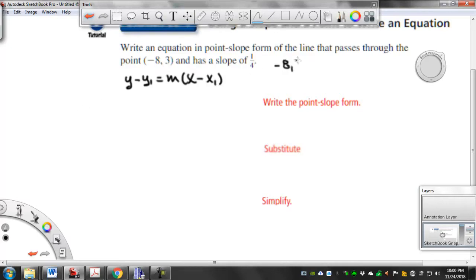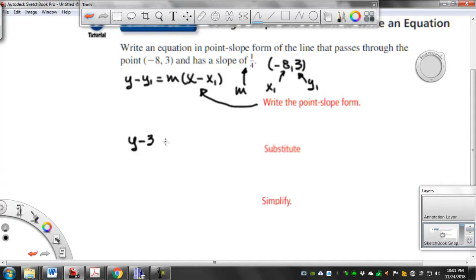Now remember that if I look at this point, -8 and 3, that is the x part of the ordered pair, so that's x1, and that's y1, and we're going to substitute those in to this equation, and then that value right there is m. So the first thing we want to do is always write the point slope form. The next thing we want to do is substitute the values in. So y minus y1, which would be 3.